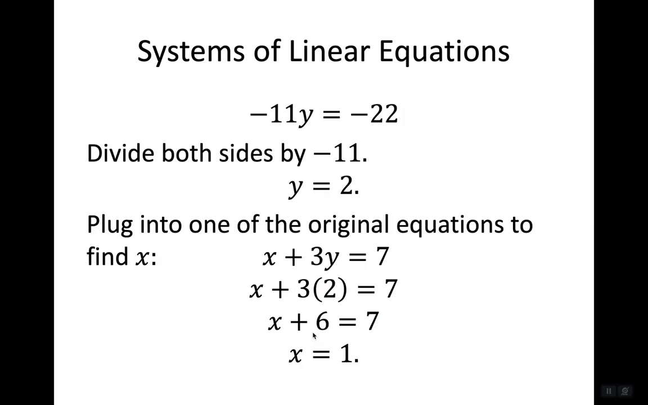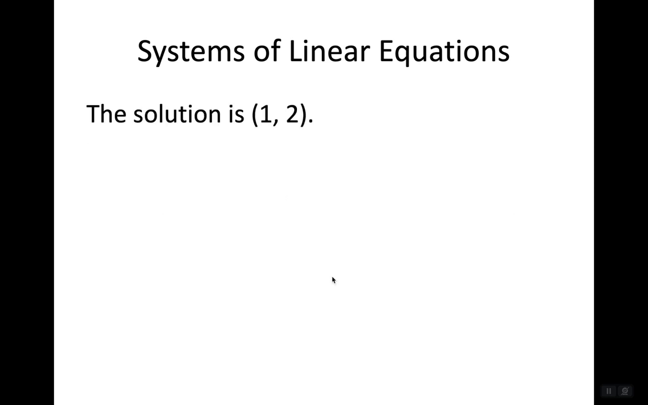Now, divide both sides by negative 11, and we end up with y equals 2. Plug into one of the original equations to find x. x plus 3y equals 7, x plus 3 times 2 equals 7, x plus 6 equals 7, that means x equals 1. The solution is (1, 2). x equals 1, y equals 2.